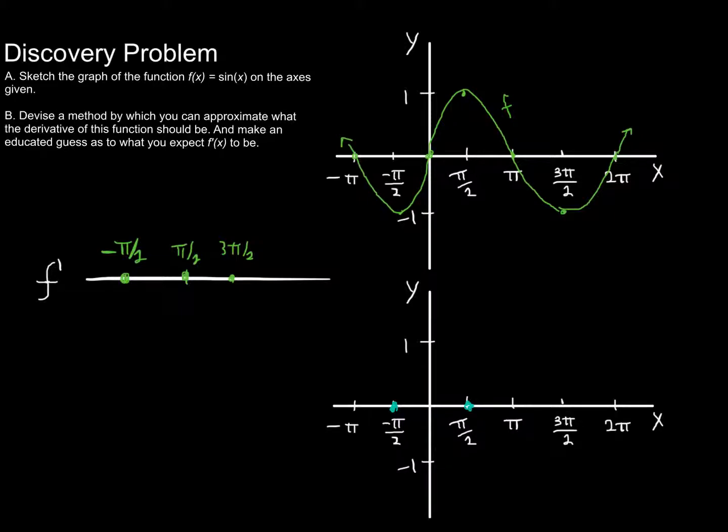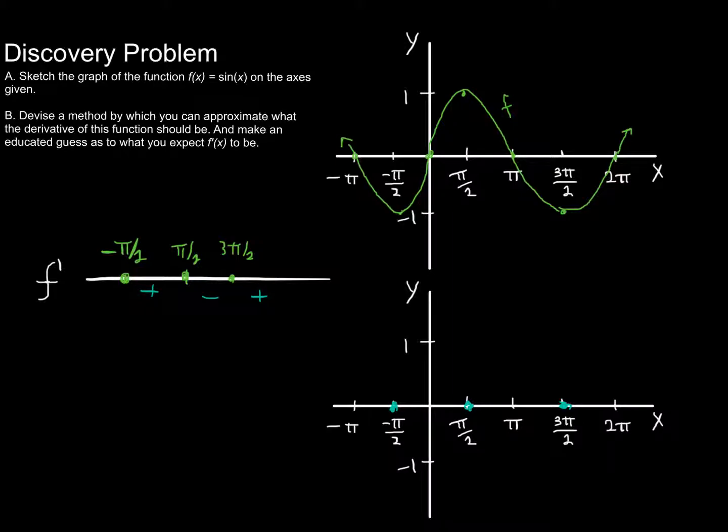Trying to be accurate. Okay. Now what's happening in between these values? Remember, the slope of the function is what we're considering, and so in between negative pi over 2 and positive pi over 2, the slope is clearly positive. And then between pi over 2 and 3 pi over 2, clearly negative, and then past 3 pi over 2, clearly positive.